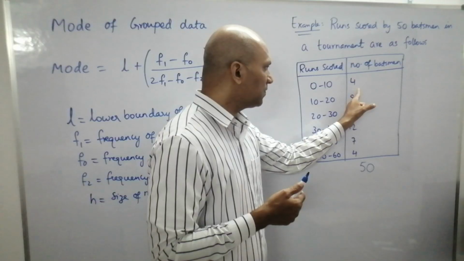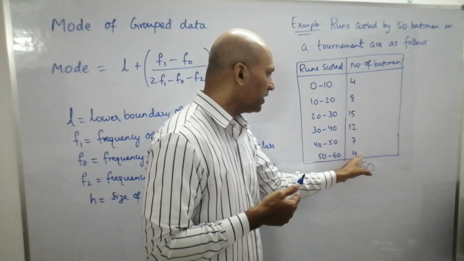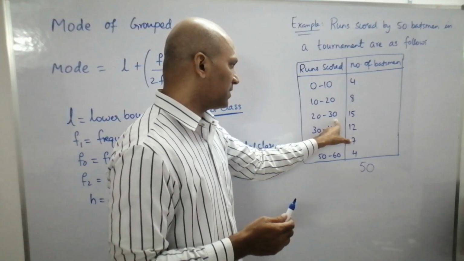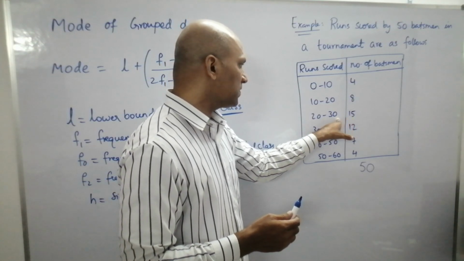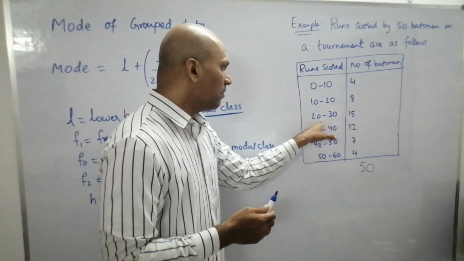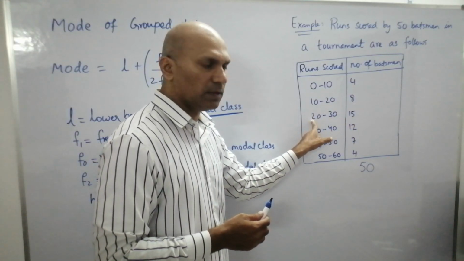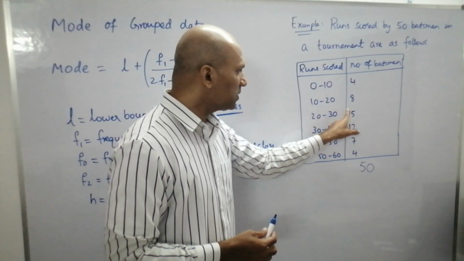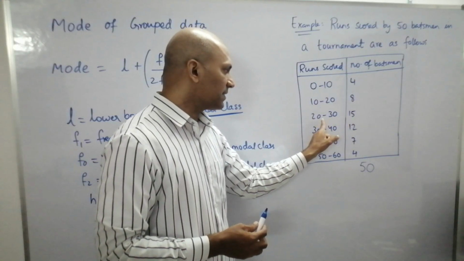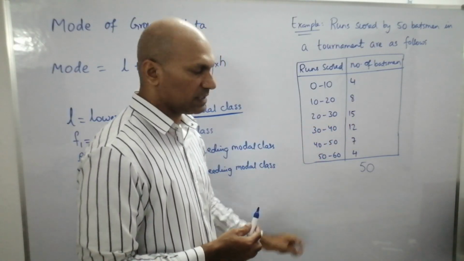See, frequency here is 4, 8, 15, 12, 7 and 4. 15 is the highest frequency, isn't it? Its class of the highest frequency is called as the modal class. So in our case, modal class is 20 to 30 because 20 to 30 is coming 15 number of times, maximum number of times this class is coming. So this is our modal class.